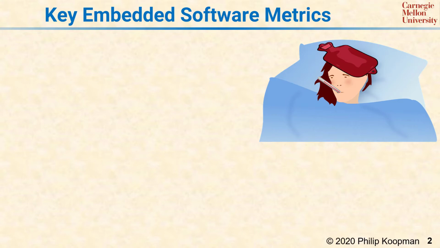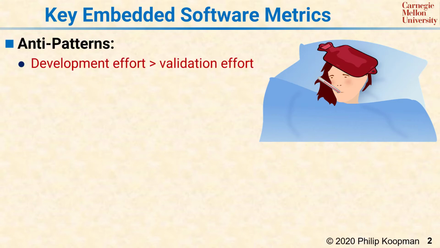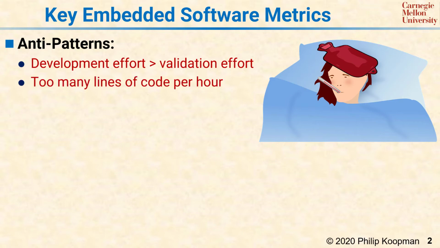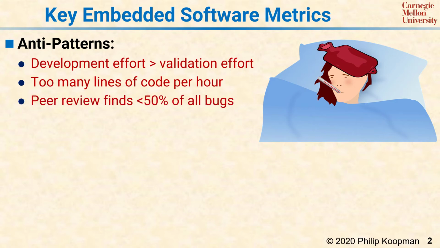3 signs of a sick software development process are the number of labor hours spent doing development, including design and implementation, exceeds the amount of time spent doing validation and testing. The developers are producing too many lines of code per hour. And peer reviews find fewer than half of all the bugs discovered.